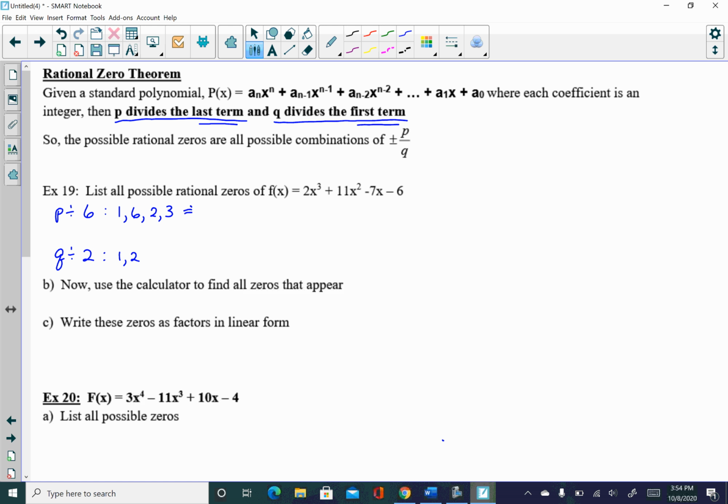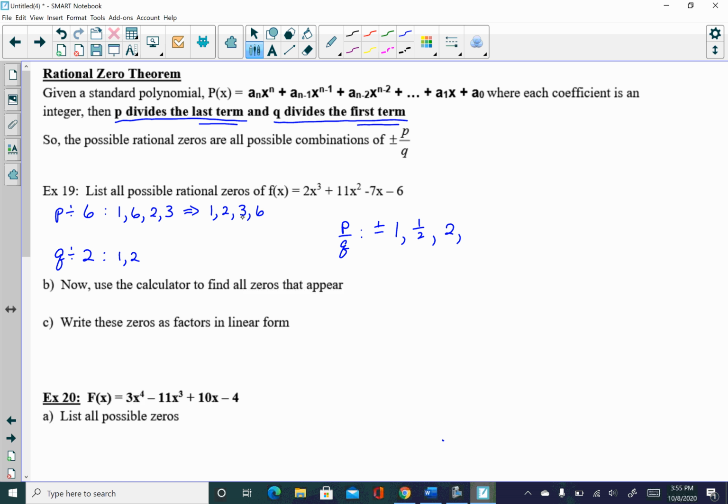Usually what I like to do is list these in order. So I have 1, 2, 3, and then 6. It helps me whenever I go to write my p over q possibilities. It is plus or minus p over q, and I'm just methodical about it. I do 1 divided by 1, so that's 1. 1 divided by 2, so 1/2. Now I take 2 and divide it by my q, so 2 divided by 1 is 2. 2 divided by 2 is 1, and you already had 1, so you don't need to list it again.